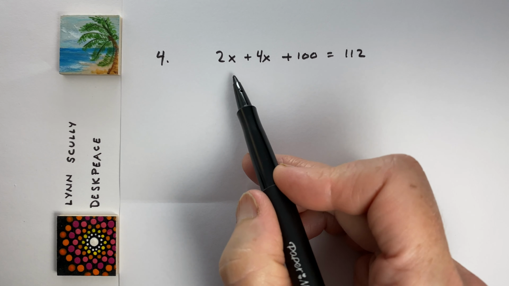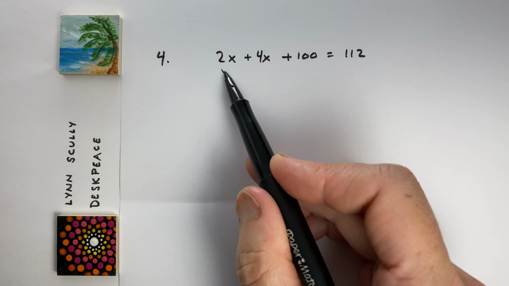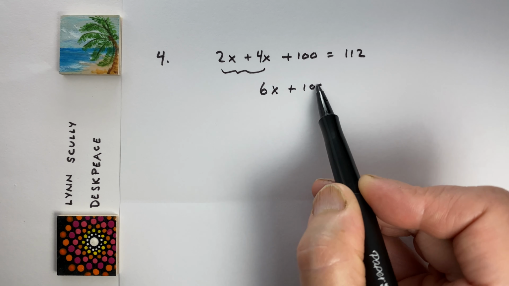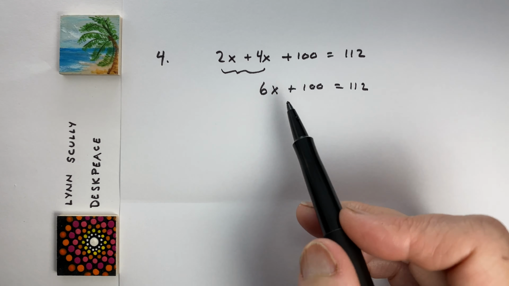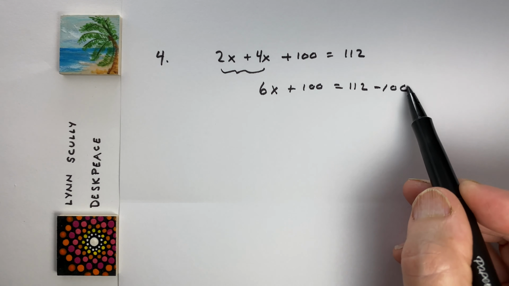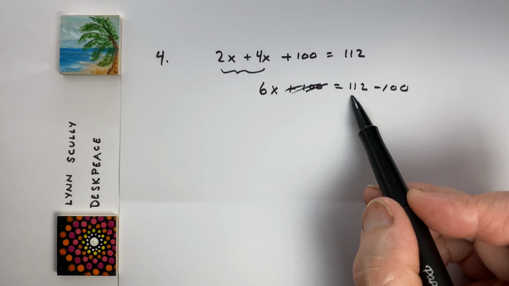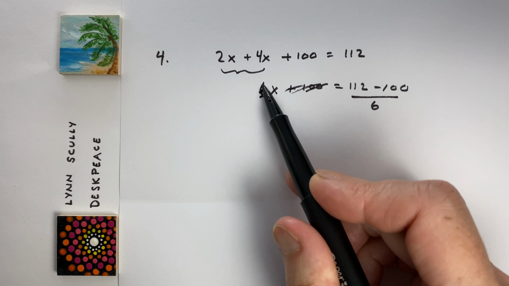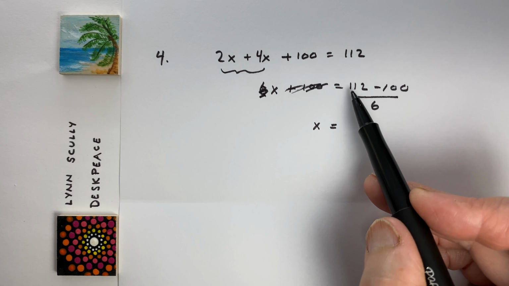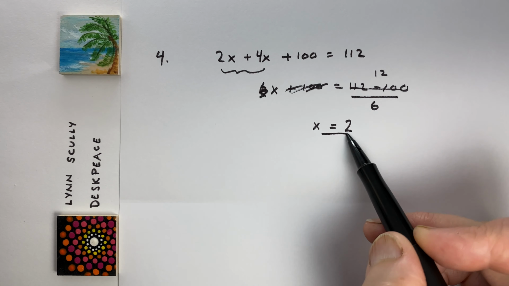Number 4, 2x plus 4x plus 100 equals 112. I'm going to combine these like terms. 2 plus 4 is 6 x's plus 100 equals 112. I want to solve for x. I have the 100 attached by addition, move it by subtraction to the other side of the equal sign. Now I have the 6 attached to x by multiplication, move it by division to the other side of the equal sign. Now my x is alone. Do the arithmetic. 112 minus 100 is 12. 12 divided by 6 is 2.